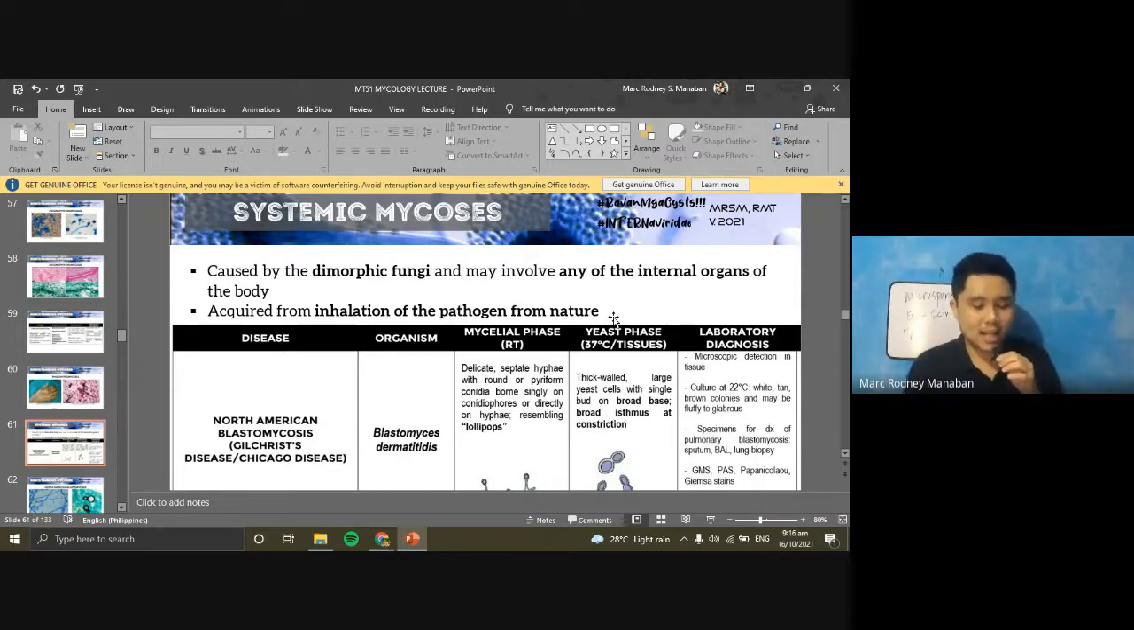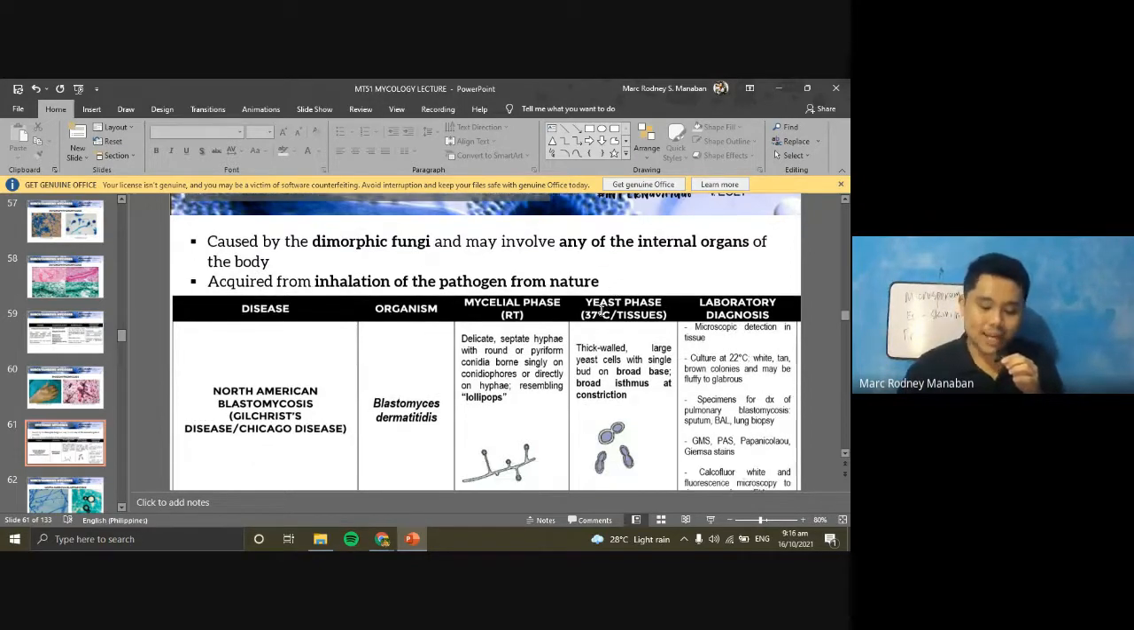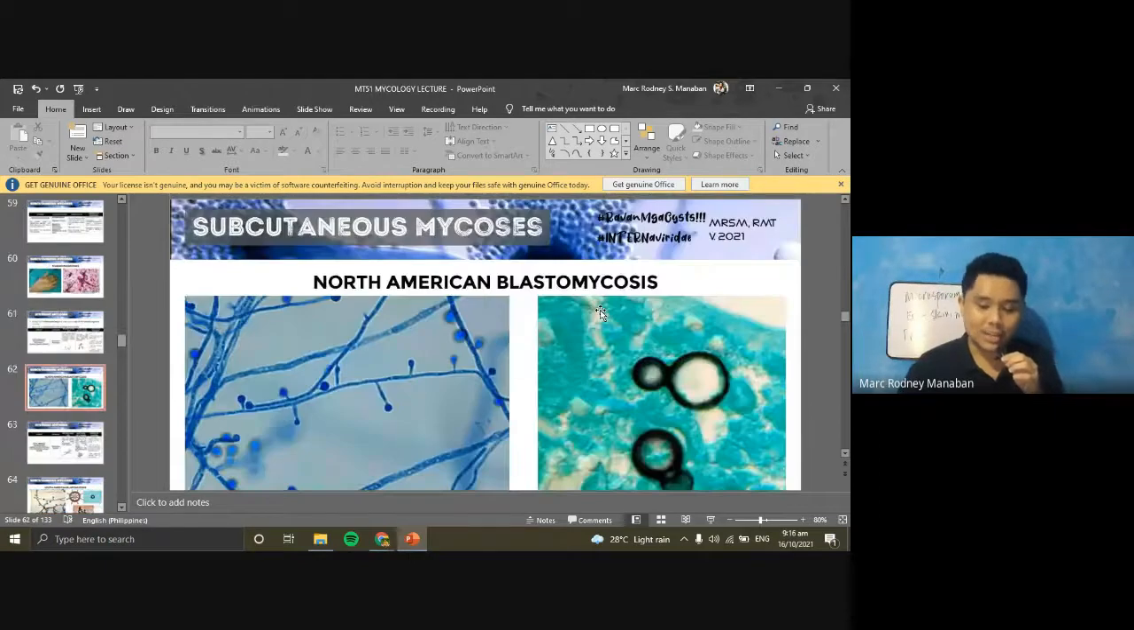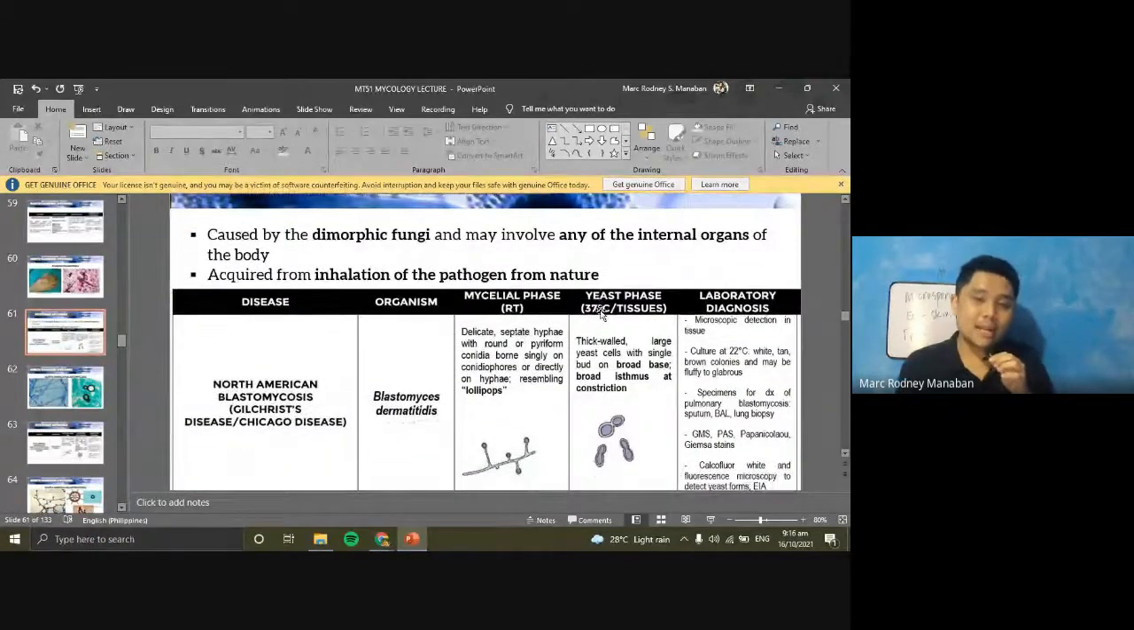All right? Okay, sige. Now we'll start first with your Blastomyces dermatitidis. Again, it causes what we call North American blastomycosis, also known as Gilchrist disease or Chicago disease. So it's common in North America, all right? And it's called Gilchrist because it was first discovered by Gilchrist. Okay. Now this is again Blastomyces dermatitidis, the causative agent. The mycelial phase or the mold phase at room temperature has a lollipop appearance of the conidia, all right?